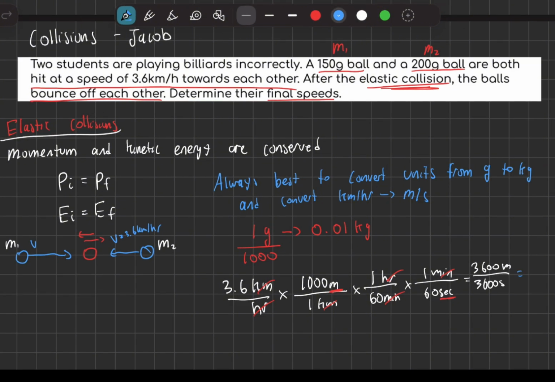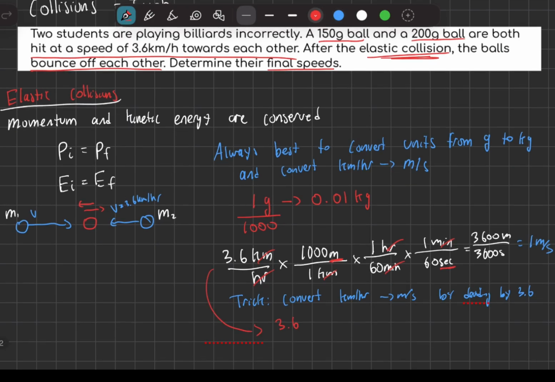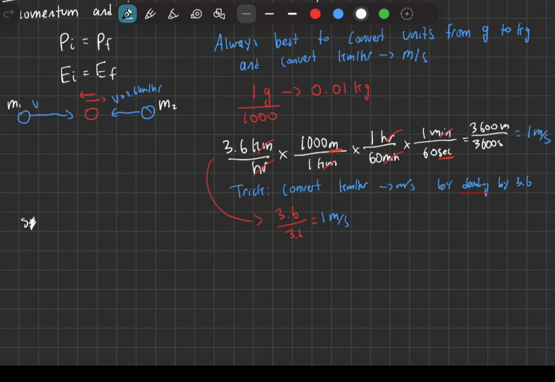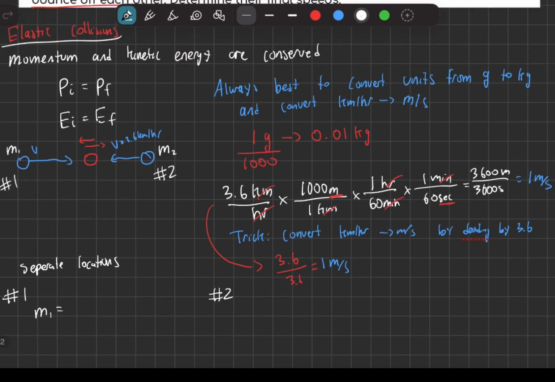There's also a trick. When converting kilometers per hour to meters per second, we can just divide by 3.6. It makes our lives a little bit easier. You can also, going from meters per second to kilometers an hour, multiply by 3.6. To be better organized in the problem, we can separate the location of the masses, mass 1 and mass 2, and deal with them separately until we need to combine them.